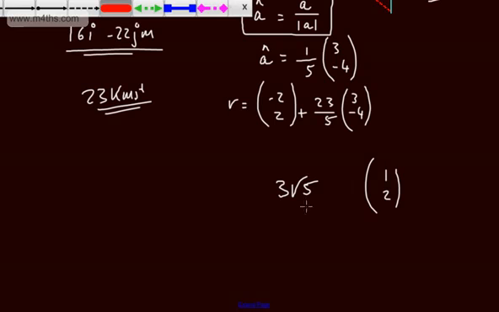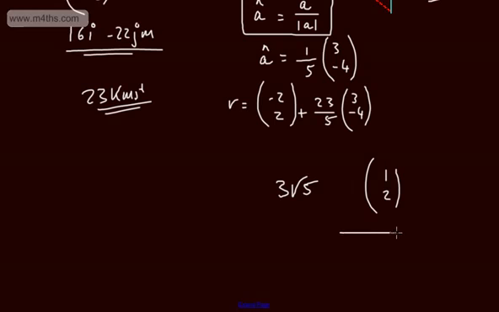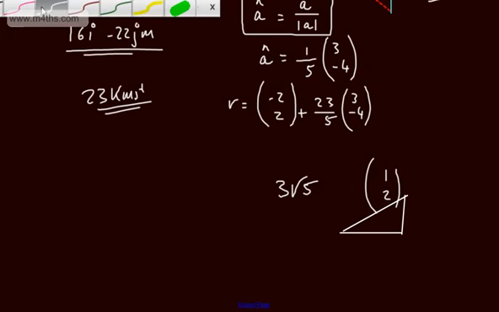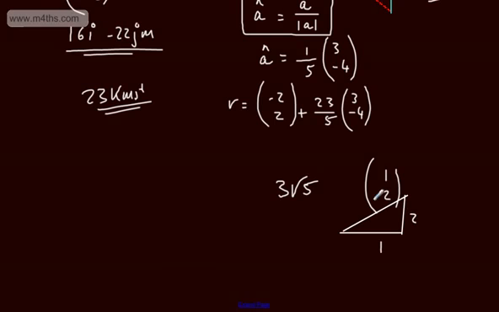Let's just draw this up. So we're going to go 1 and then we're going to go 2. So that's going to be 1, 2. If I look at this as a right angle triangle, and this is inaccurate, but hopefully it'll give you some idea, we've gone 1, 2. Now, if we use Pythagoras, 1 squared plus 2 squared square rooted is root 5.